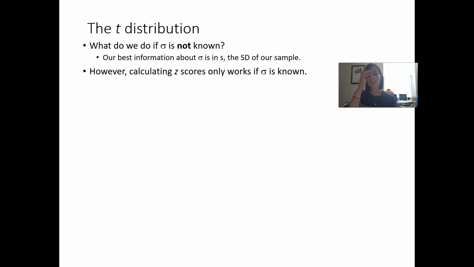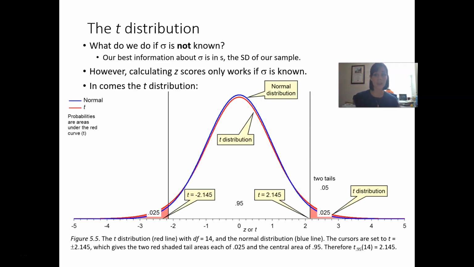But if you want to calculate a z-score, that's based on a normal distribution. That's only going to work if you know sigma. So now we're going to have to talk about using the t-distribution. What you are looking at here is the normal distribution in blue and the t-distribution in red.